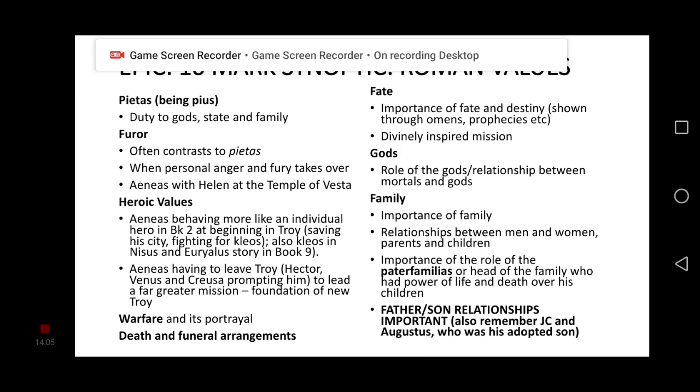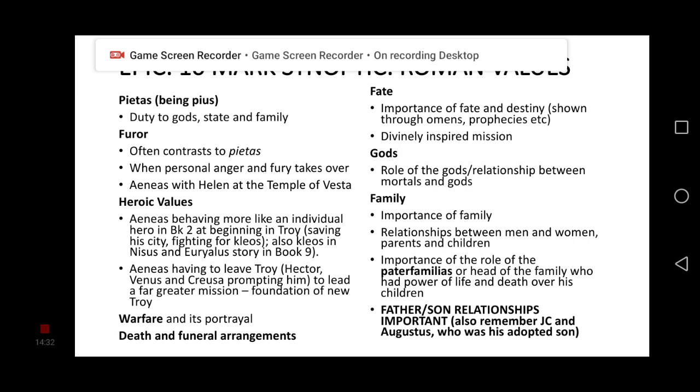Important themes are warfare, death and funeral arrangements, fate, the importance of fate and destiny, often shown through omens, shooting stars, etc. Aeneas has a divinely inspired mission, and that's a big theme. Other themes are gods, the role of the gods, the relationship between mortals and gods. Family, the importance of family and relationships between men and women, parents and children.